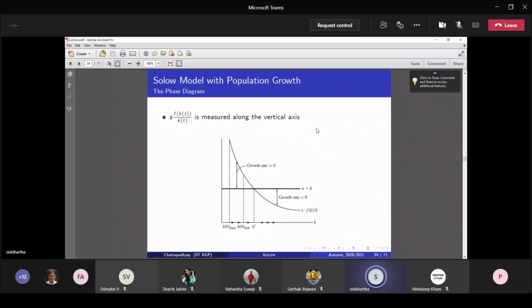Any question? Any clarification? Any question? Sarthak Brijwasi? Yes, sir. Fine. Yes, sir. The difference between the n plus delta line and the sf(k)/k line is basically representing k dot over k. Is it clear to you, Sarthak? Yes, sir. Okay, very good.